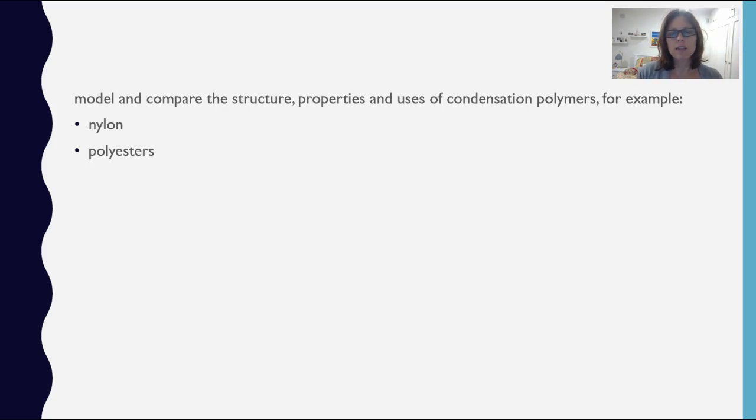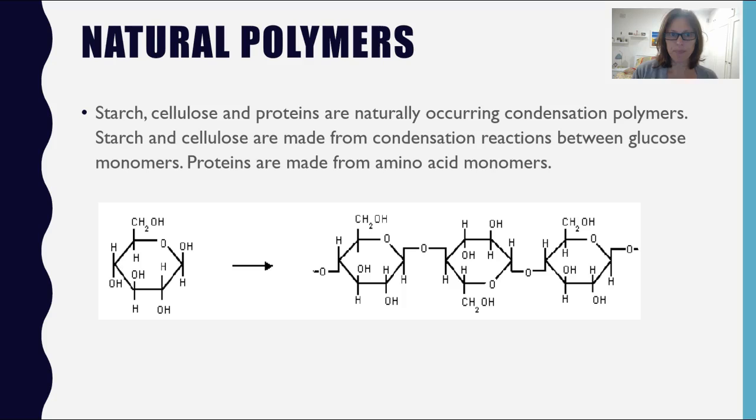So the outcome we're going to achieve through this video and the next is to model and compare the structure, similar to what we had before, the properties and the uses, but this time looking at condensation polymers. Examples here are nylon and polyesters. So let's look at these natural polymers.